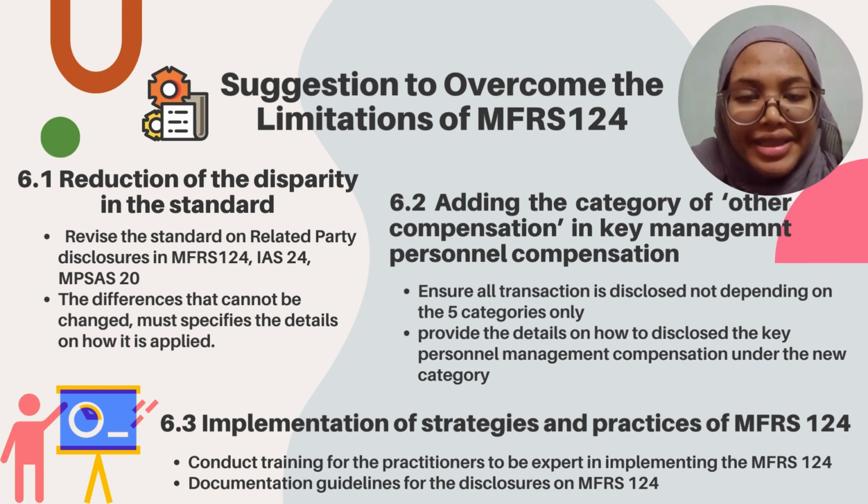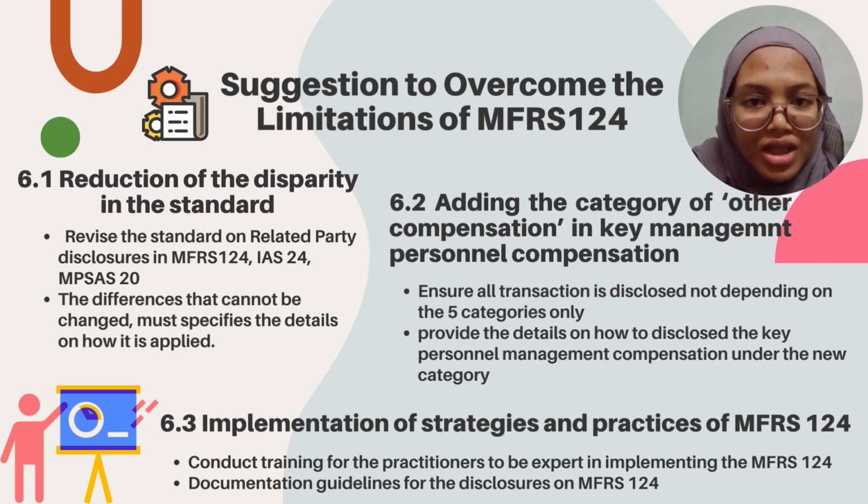The third suggestion is about the implementation of strategies and practices on MFRS 124. It is necessary to conduct a training or seminar for the practitioners in order to make them expert in implementing the MFRS 124, the related party disclosure, in the financial statements, so that the information that is disclosed in the financial statement will be accurate and relevant.